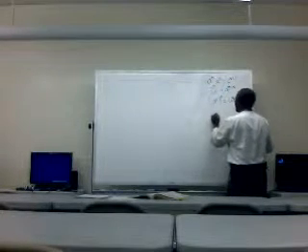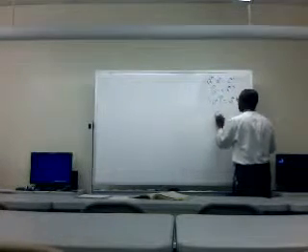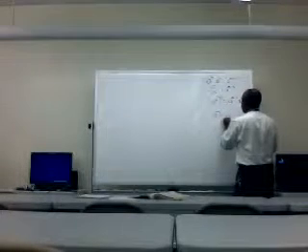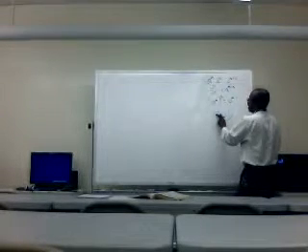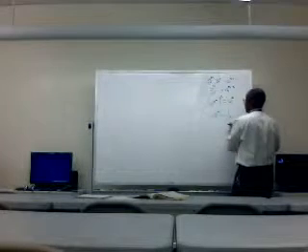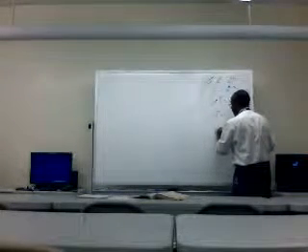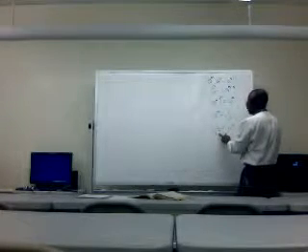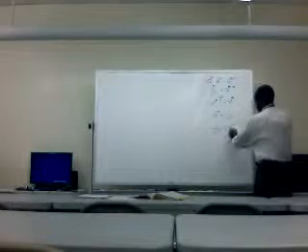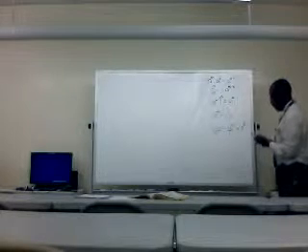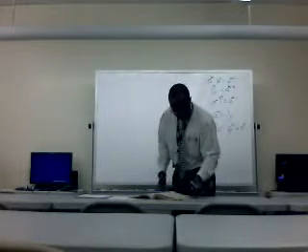If you have a to the negative m, that's the same as 1 over a to the m. If it's negative in the numerator, it becomes positive in the denominator. If you have 1 over a to the negative m, that's going to be a to the positive m. If it's negative in the denominator, the bottom number, then it becomes positive, and you move it up to the numerator, because this is the same as this, which is the same as that. Okay. So that's just a quick recall. So let's do some problems.